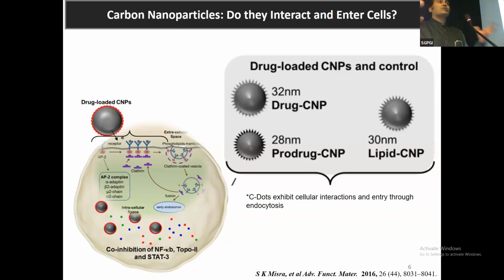Now it depended on what kind of surface chemistry you are generating during the preparation. That tells us that there is tunability. It's not only about the original material you are using to produce them; after producing, you can coat them with different kinds of materials and then tune the property. And they will be entering the cell by different pathways.